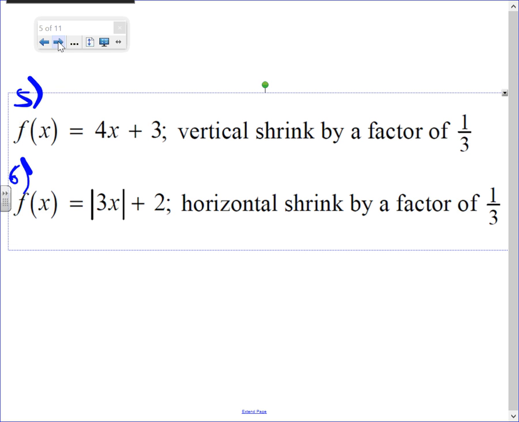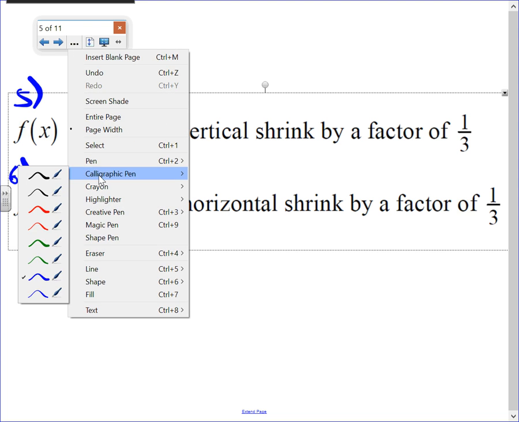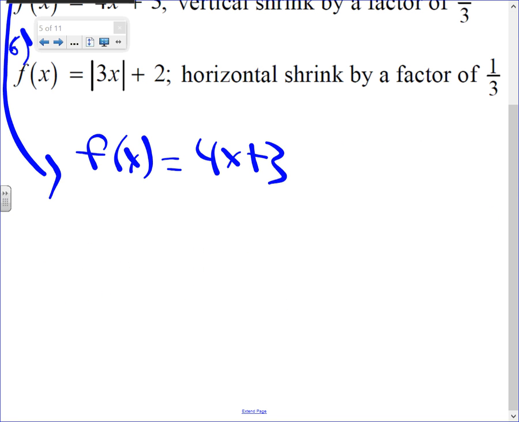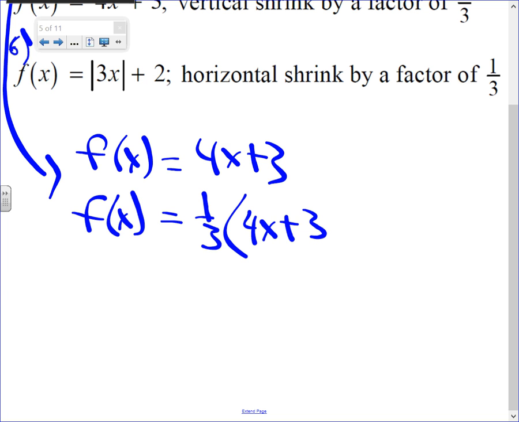So let me rewrite the function. Do this with me. Let me bring it down on here, number 5. So f of x equals 4x plus 3. There's the original function. Now look what I'm going to do. I'm going to multiply the whole thing by 1/3, which means the 1/3 is going to be outside parentheses. And that's going to be our vertical shrink. Watch this. 1/3 times the quantity 4x plus 3. Look at that. I put it outside parentheses because that's what my note guide told me to do.